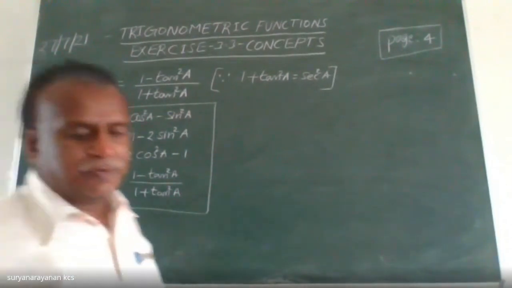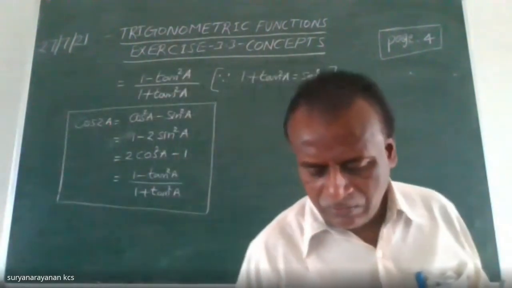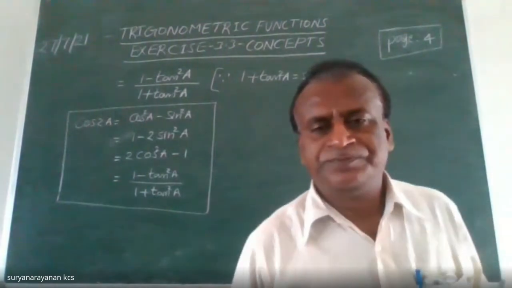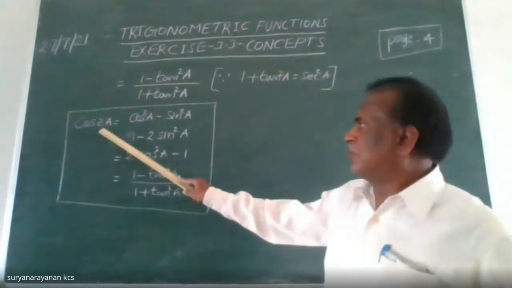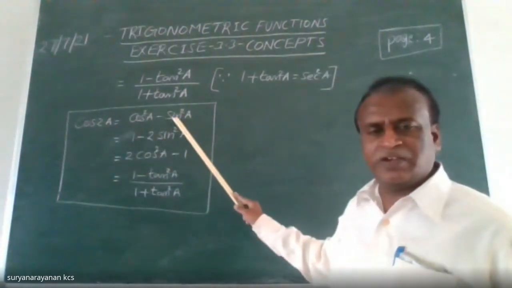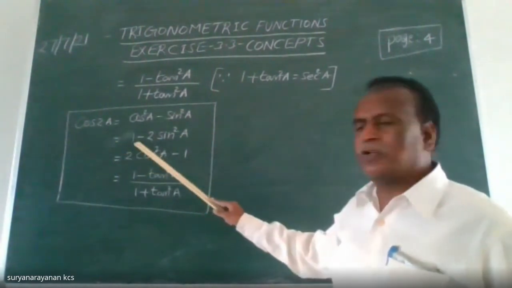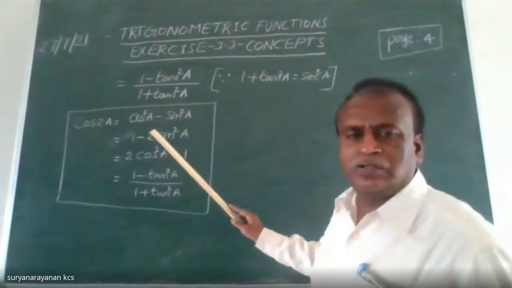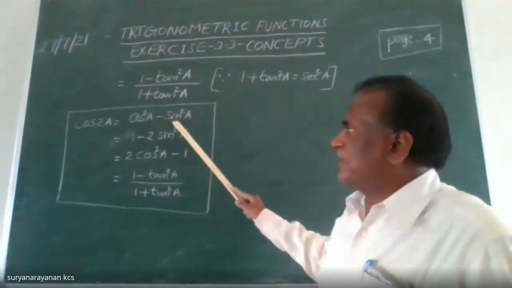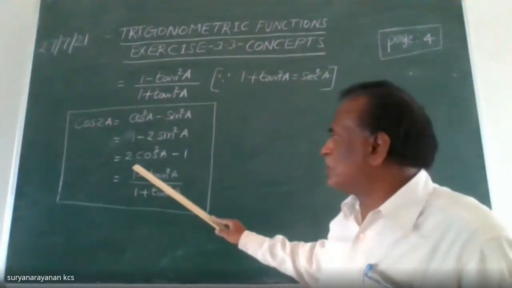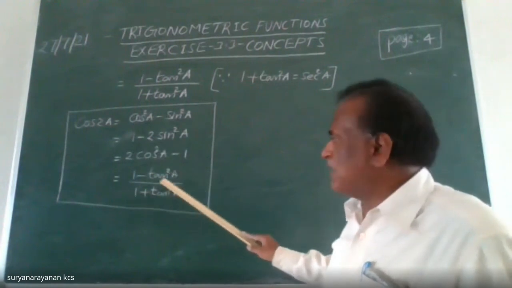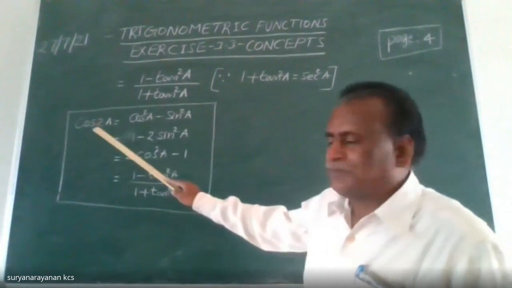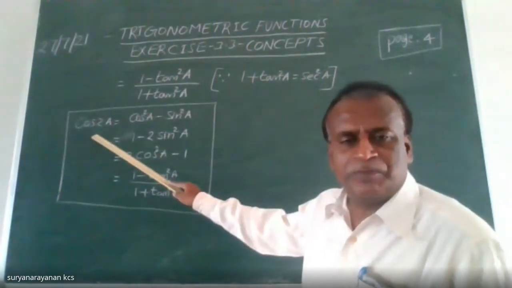Now, all of you read these four formulae one by one. These are very, very important formulae. Cos 2A is equal to cos square A minus sin square A. Cos 2A is equal to 1 minus 2 sin square A. Okay, don't simply read cos square A minus sin square A, 1 minus 2 sin square A, 2 cos square A minus 1, 1 minus tan square A by 1 plus tan square A. Don't read like this. Read for every step cos 2A.